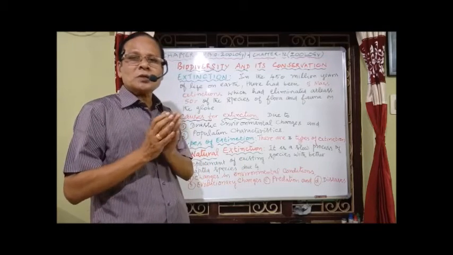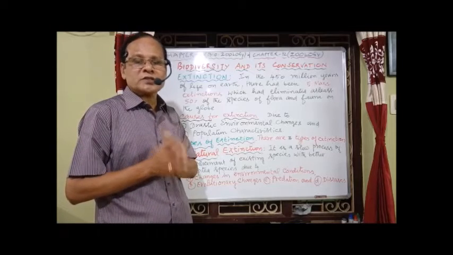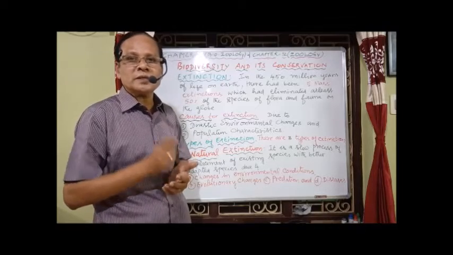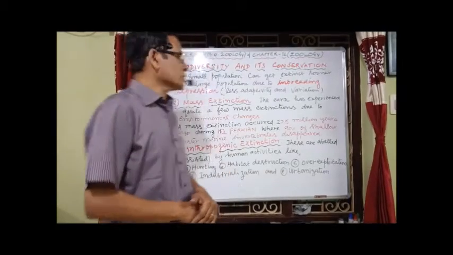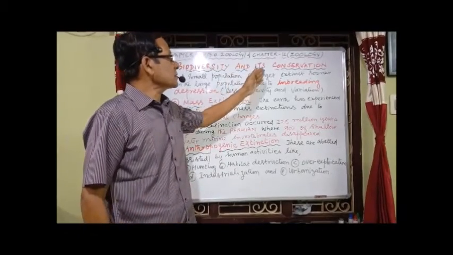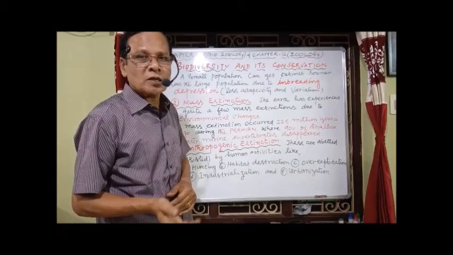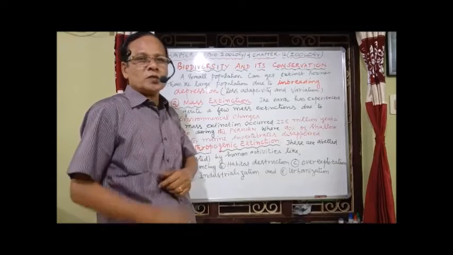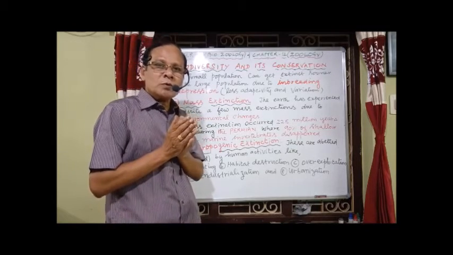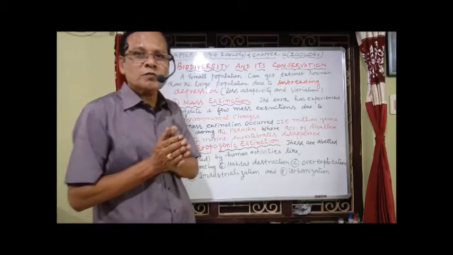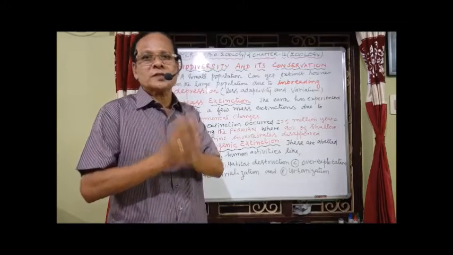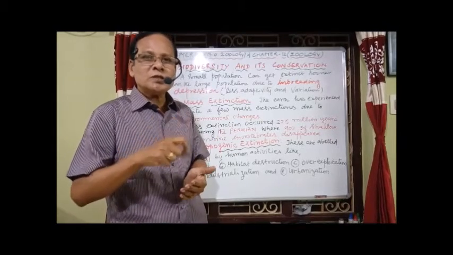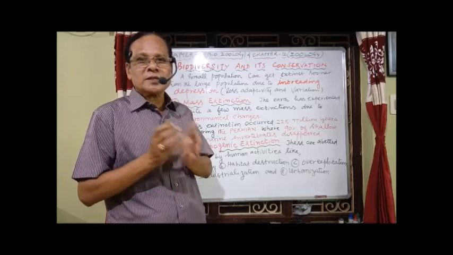Normally, a smaller population can get extinct sooner than a large population due to a process called inbreeding depression. What is inbreeding? It is the mating of closely related individuals within a breed for 4 to 6 generations. So continuous inbreeding results in reduction in fertility.